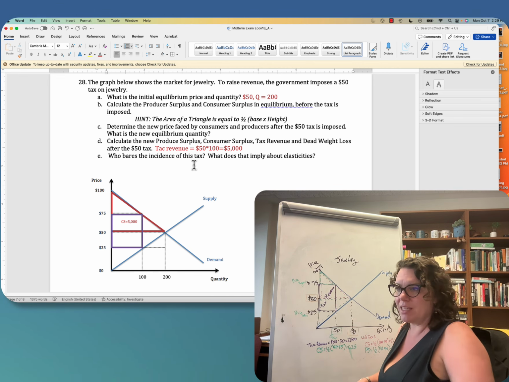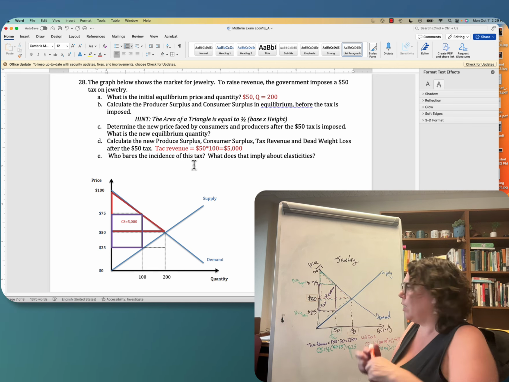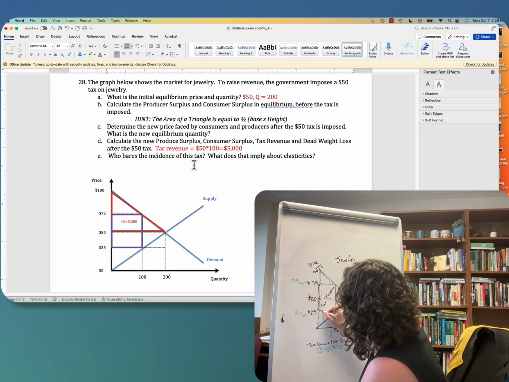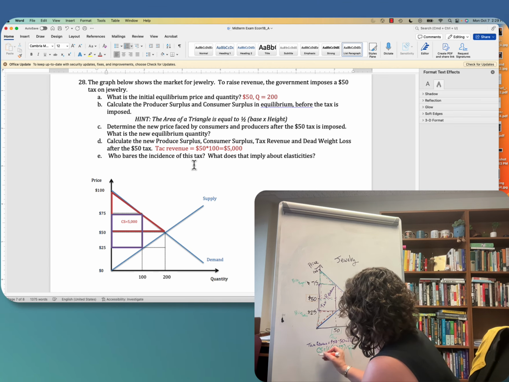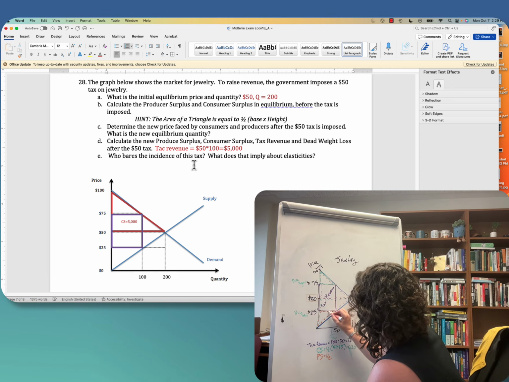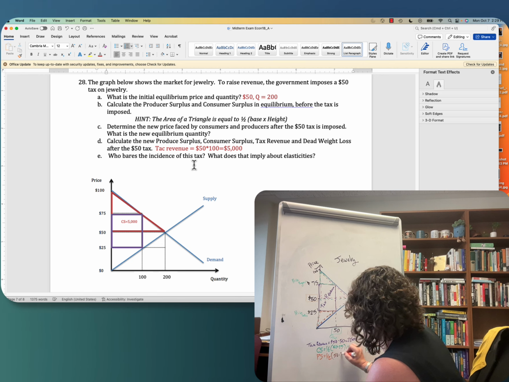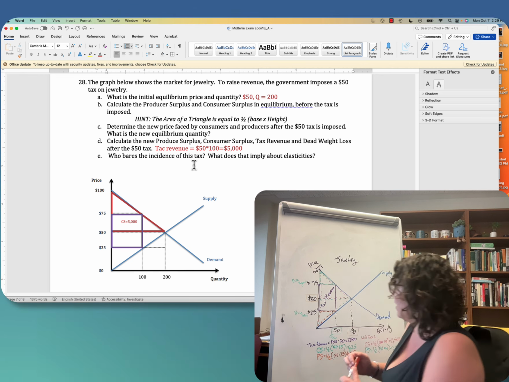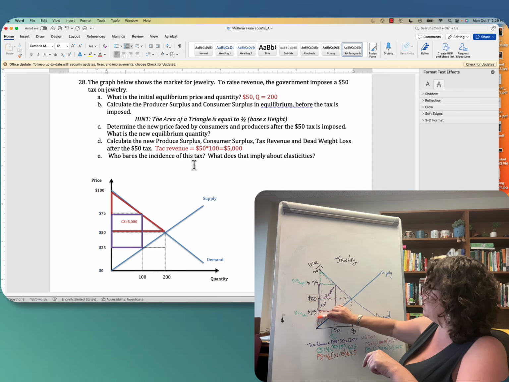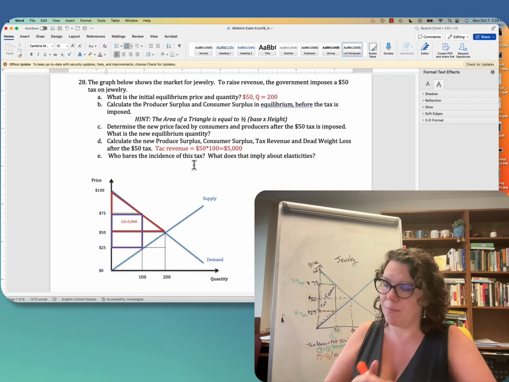Producer surplus is going to be the same. We're going to see producer surplus be smaller. We'll say that producer surplus is still that area between price and willingness to sell, but it's going to be a base of 50 pieces of jewelry and a height of $25. And so we see that this is symmetrical. And so these numbers are the same. And we also see that the incidence of the tax is the same because the slope of these two curves is the same.